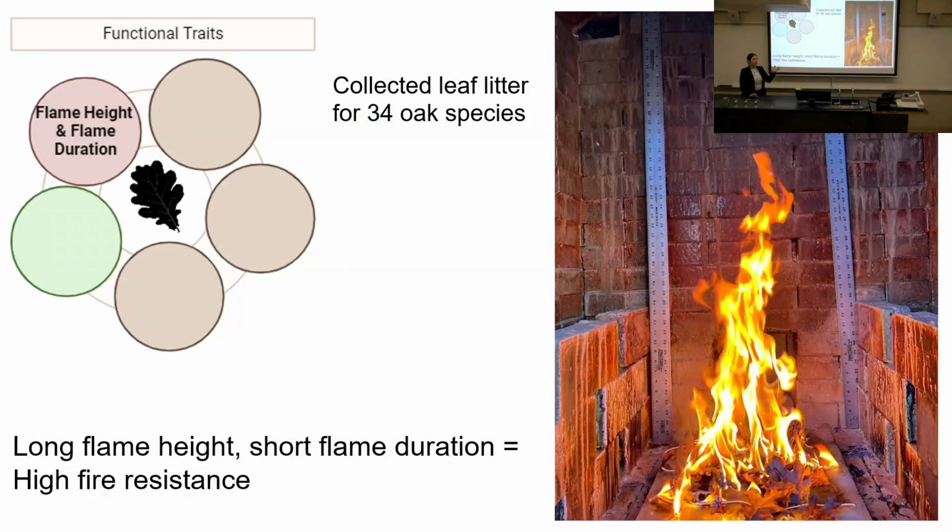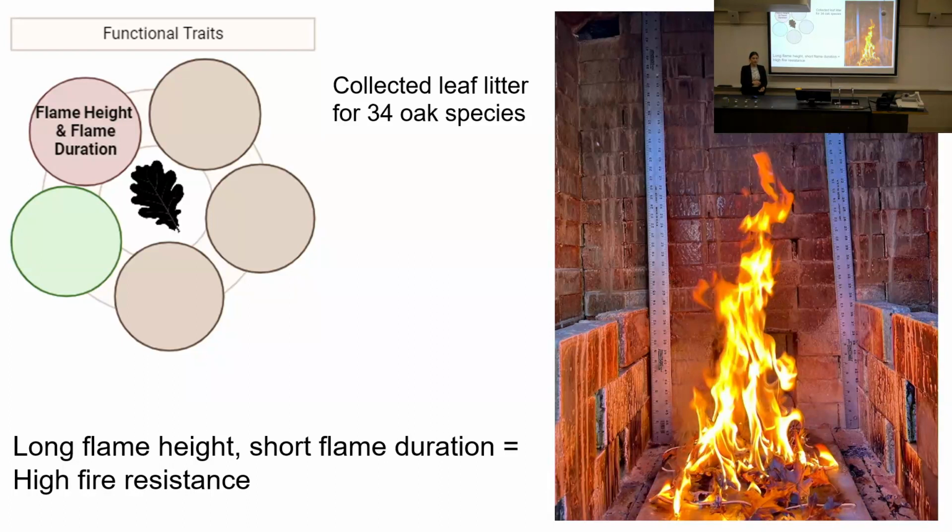We're also interested in how those leaf morphology traits then impact the flammability of a species. So we looked at the flame height and flame duration for our leaf litter flammability traits. We were able to collect leaf litter for 34 oak species in this study through the arboretum sampling, as well as people sending leaves to us to burn and conduct these burn trials on. This is an image of one of the burn trials that I conducted, and in relation to the traits of fire resistance, you see that a longer flame height but a shorter flame duration denotes higher fire resistance.